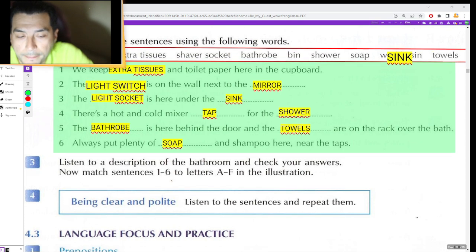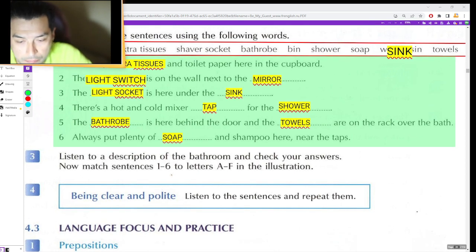Can you describe the room, please? Certainly, sir. It's a large, sunny... Exercise 2. Being clear and polite. We can give you a very quiet room on the top floor. Everything you... Exercise 4. Being clear and polite.